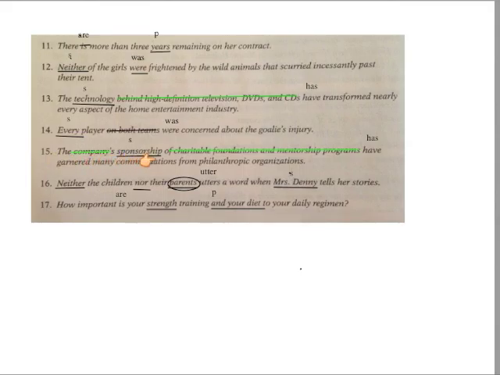The company's sponsorship of charitable foundation and mentorship programs have garnered many commendations from philanthropic organizations. So let's go ahead and trim some of the stuff out so that we can expose our subjects and verb. The subject is sponsorship, which is singular. So we have to change have to has.